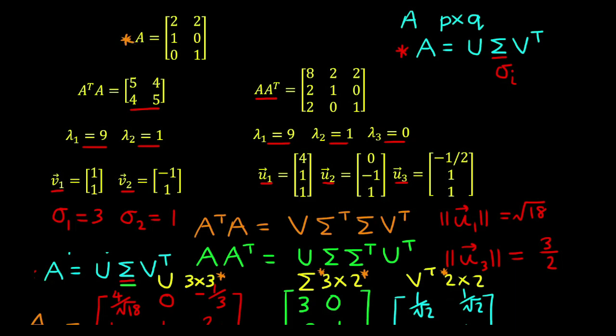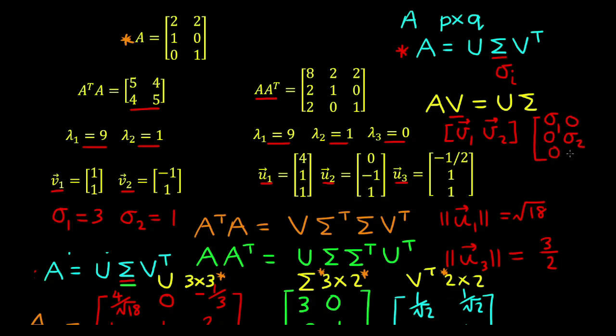Now another thing to note is that if you multiply both sides of this equation by V, we get AV is U sigma. And as we saw, V has each eigenvector in its columns, and sigma had the singular values of A on the diagonal and zeros otherwise. And similarly U had the orthonormal U vectors in each column, being the orthonormal eigenvectors of A A transpose.